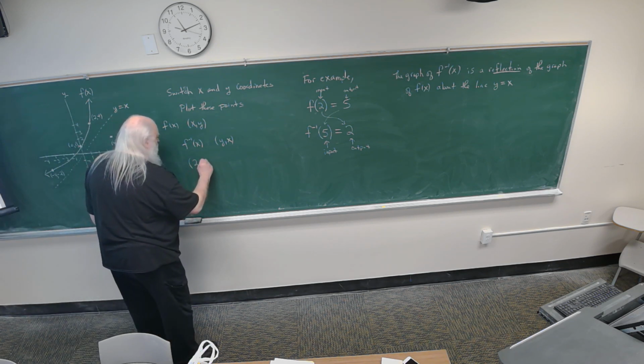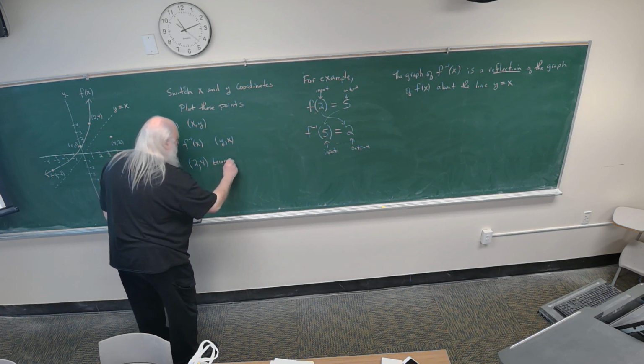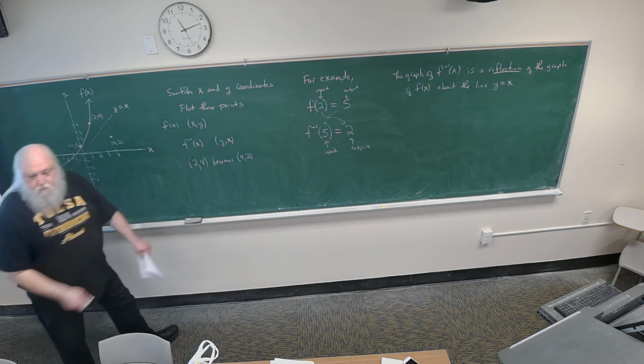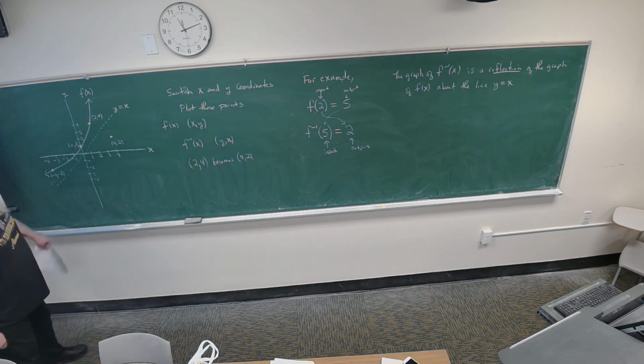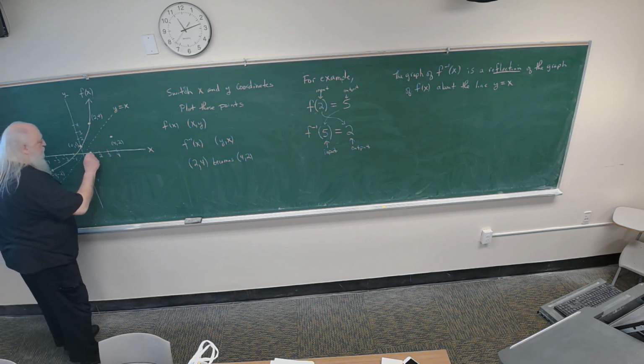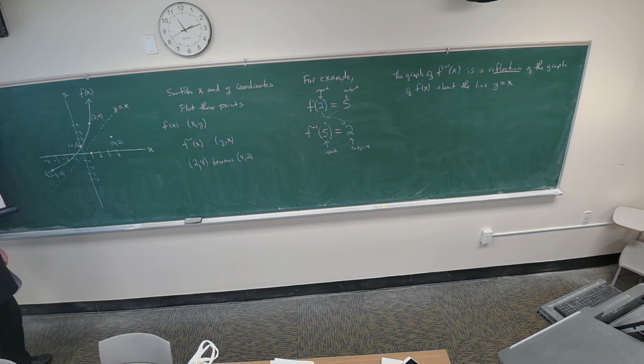So the point 2, 4 becomes the point 4, 2, right? All I do is switch the x and y coordinates. Now here we have the y-intercept 0, 1. So when I switch the x and y, I have the point 1, 0, which is an x-intercept on the inverse function.